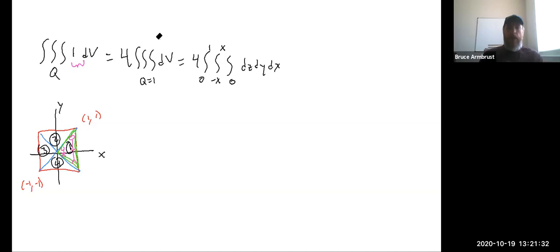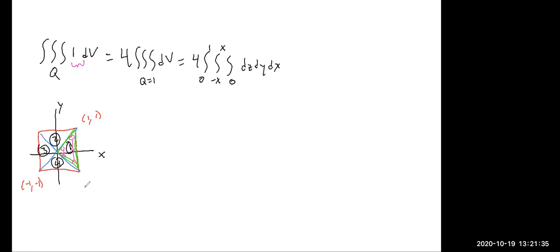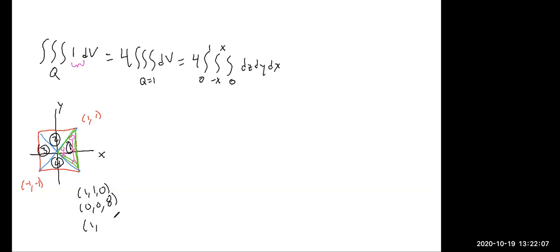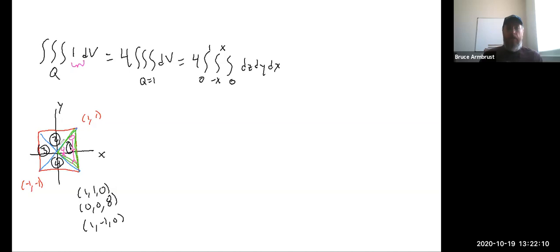We know we've got 1, 1, 0. 1, 1, 0, good. Then 0, 0. That's going to be the vertex, the point that's up above, right, the tip of the pyramid, when x and y are 0. And they told me the vertex was 0, 0, 8. So that's the point that's up there. And then we have one more point that's down here at the bottom. 1, negative 1, 0. There you go, 1, negative 1, 0. So those are 3 points that are on that face.